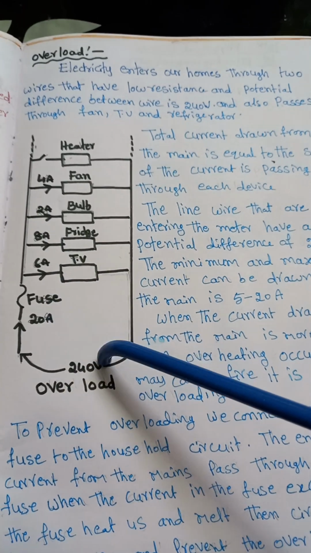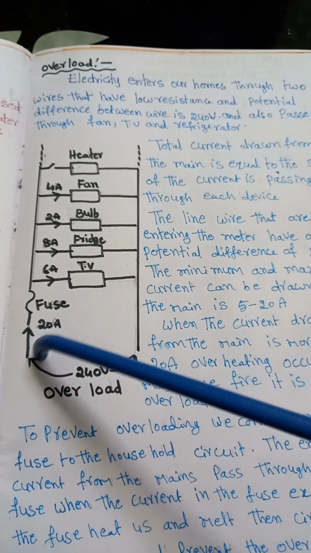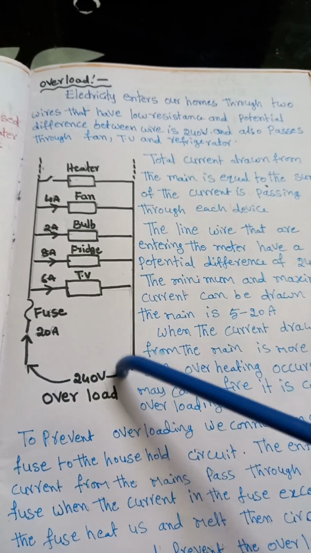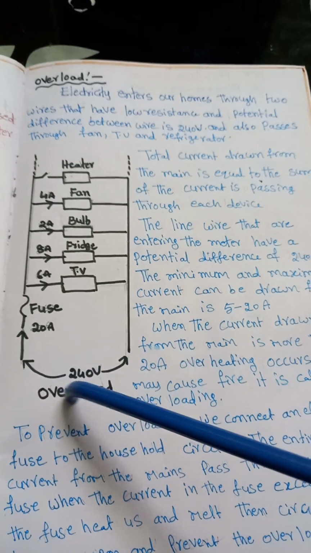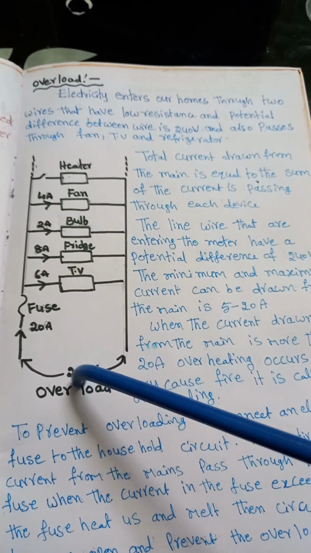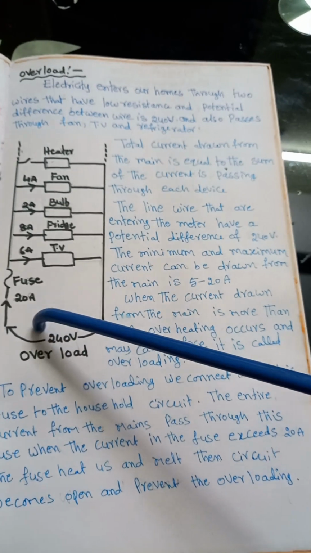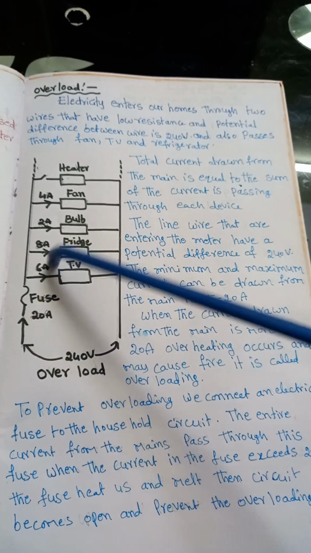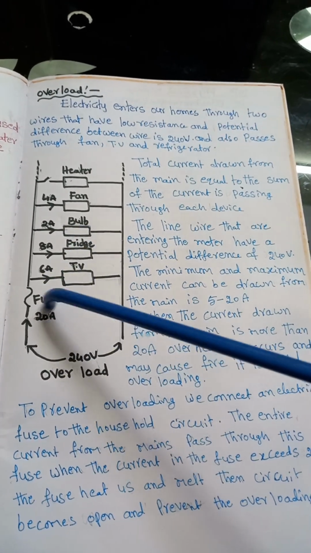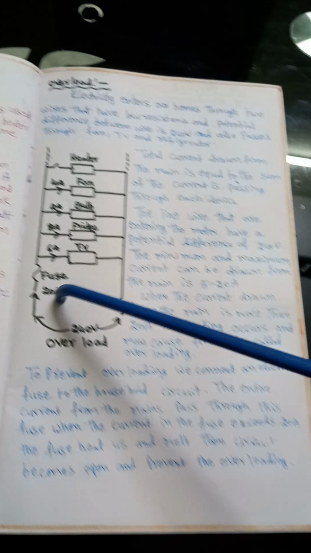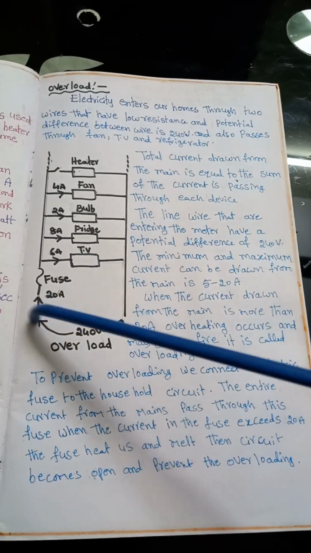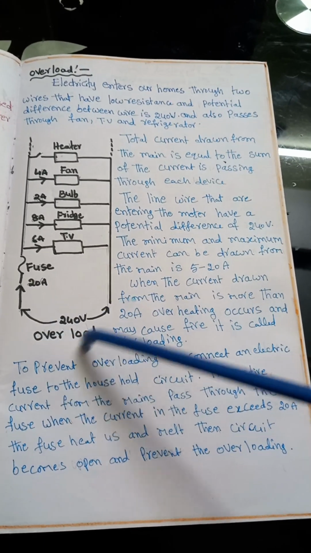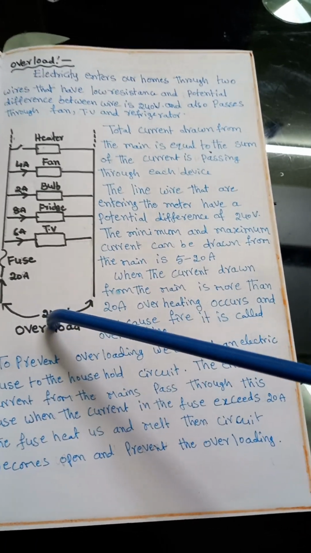The main is kept at the edge of the house and the total potential difference is 240 volts. And the total current passed to our home devices is 20 amperes. Okay, the total current used in our home is 20 amperes, and the potential difference is 240 volts.